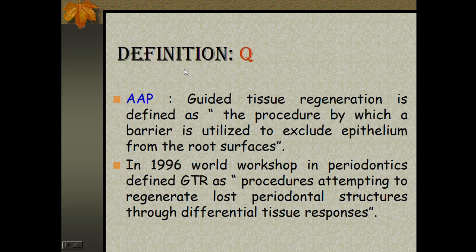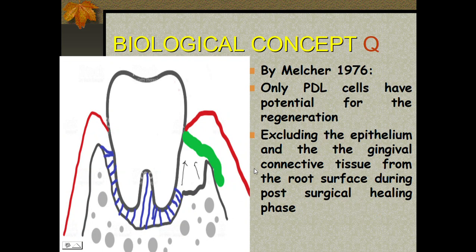Now coming on to the definition. According to the American Academy of Periodontology, guided tissue regeneration is defined as a procedure by which a barrier is utilized to exclude epithelium from the root surfaces. In 1996, the World Workshop in Periodontics defined GTR as a procedure attempting to regenerate lost periodontal structures through differential tissue response. And let's see what is differential tissue response.